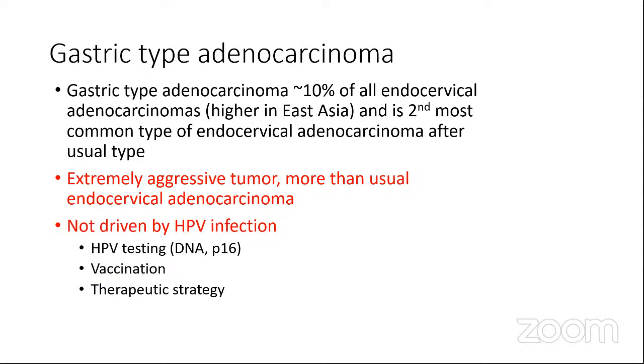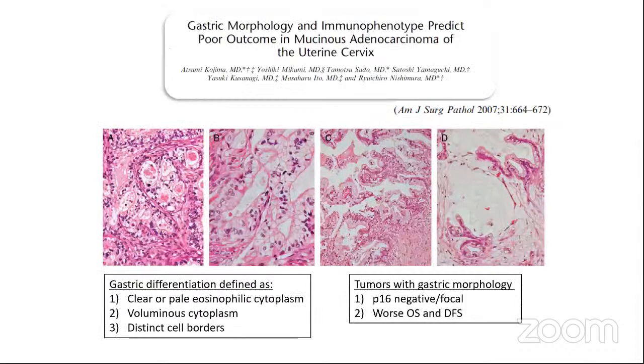That's been really well established now, which has really important implications for HPV testing, as well as, in the era of HPV vaccination, will the percentage of these tumors increase over time? And of course, we need new therapeutic strategies because these tumors don't respond to conventional therapies that we give for HPV-associated tumors. Why do we call these gastric type tumors?